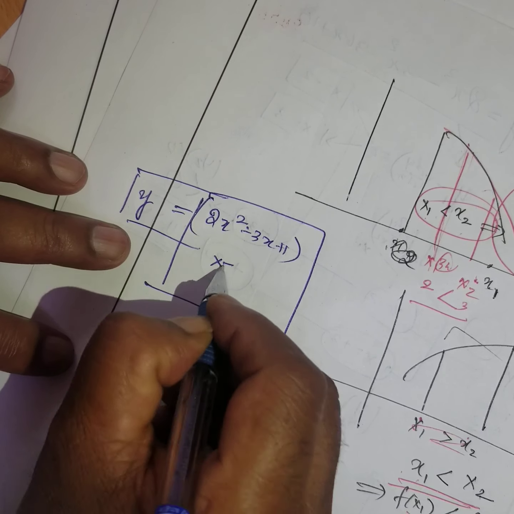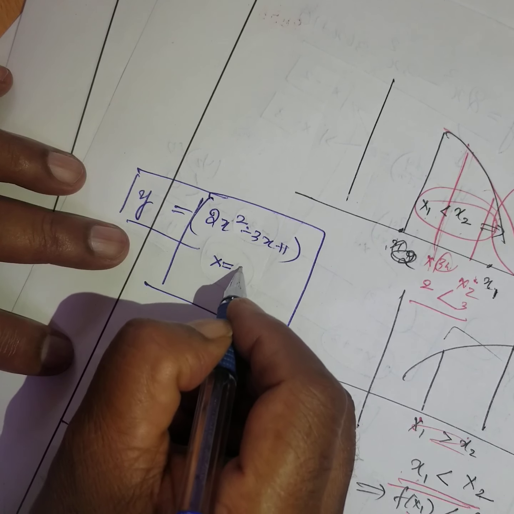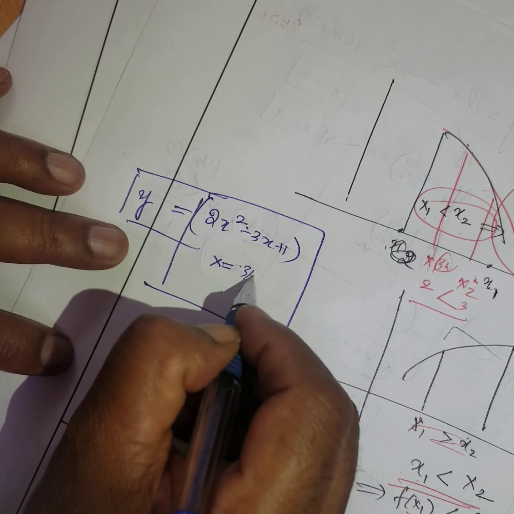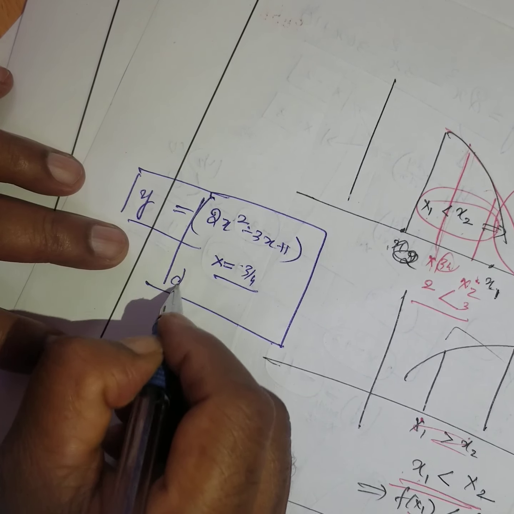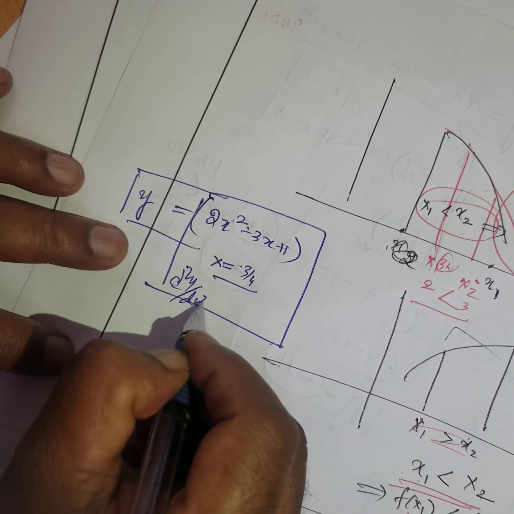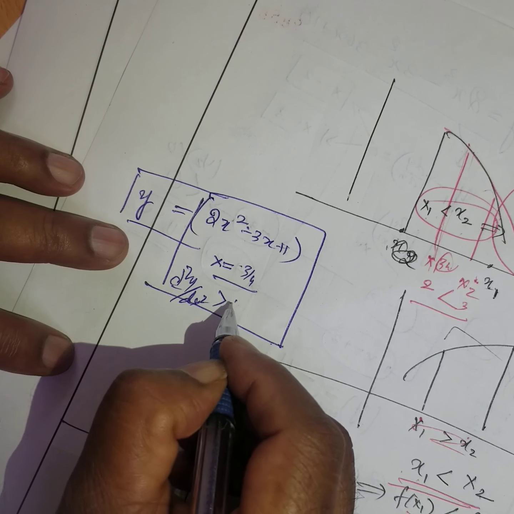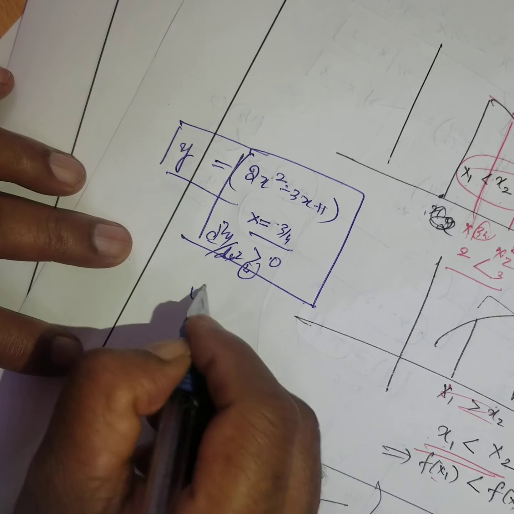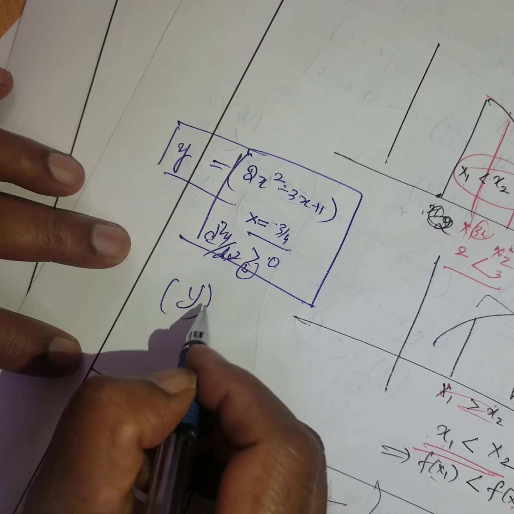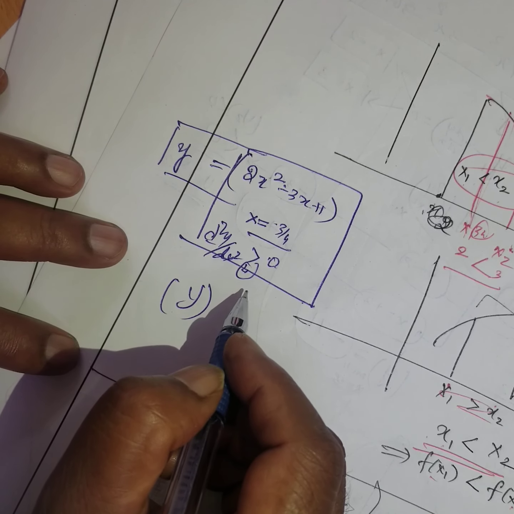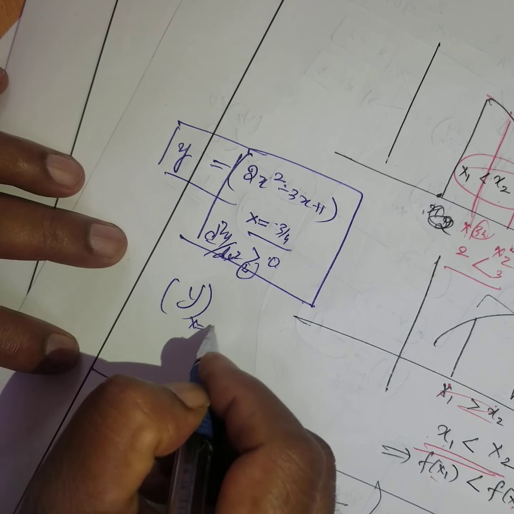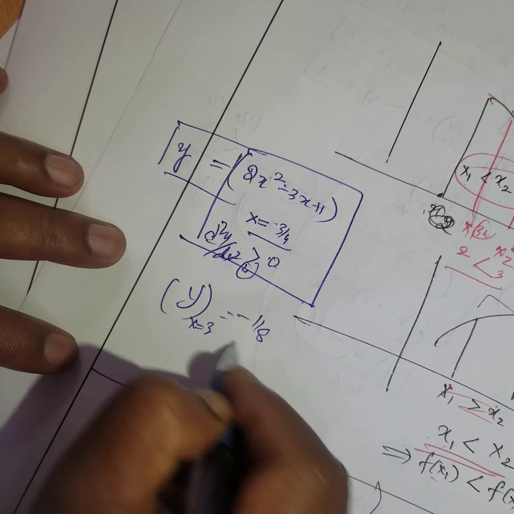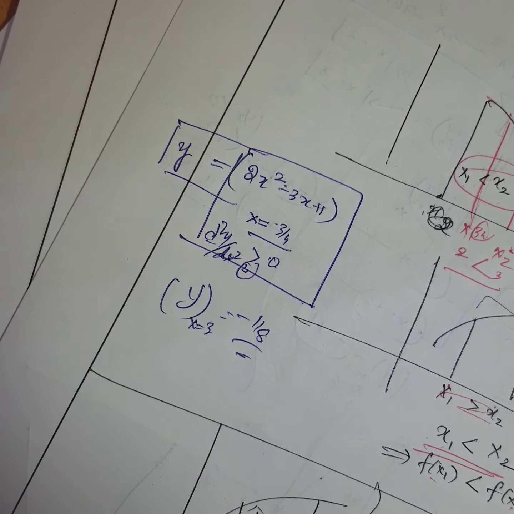This is what you will get. From the condition for maximum or minimum, x equal to 3 by 4, I will get. And the second derivative you will get is 4, it is greater than 0. Therefore, greater than 0 means it should be a minimum. Therefore, y at x equal to 3 by 4 is minus 1 by 8. You get the minimum value. This type of sums you have to do.